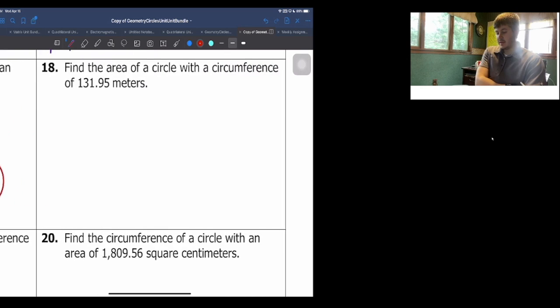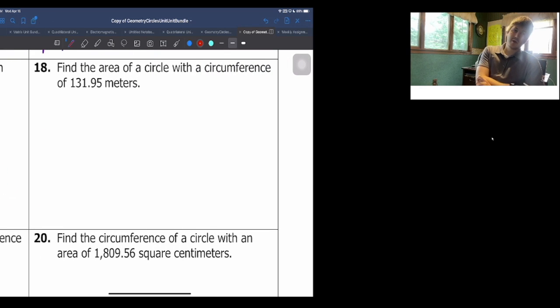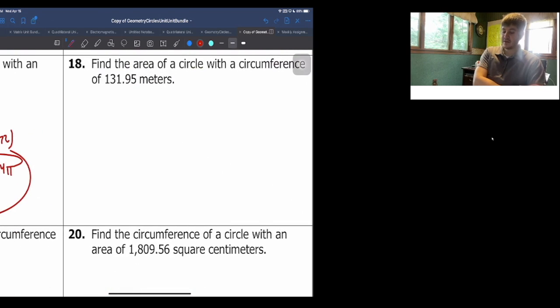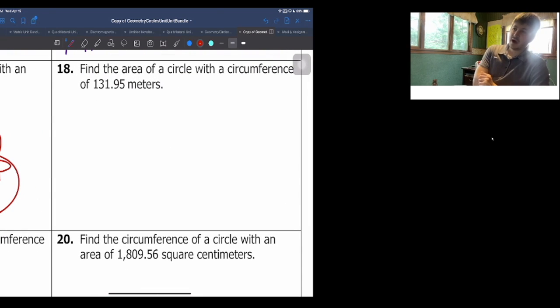All right, and the last one that I'd like to do is number 18. Definitely one thing that I want to make sure I go over with this one. It says find the area of a circle with a circumference of 131.95. It's not immediately obvious why I'm talking about this one specifically. There's a little loophole you want to watch out for because it seems pretty standard. We actually just did this in number 15, exactly like this. But because it's not in terms of pi, there's one thing we want to look out for. And I'm going to show us exactly what that is.